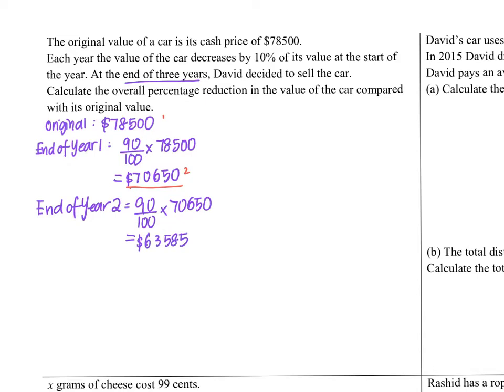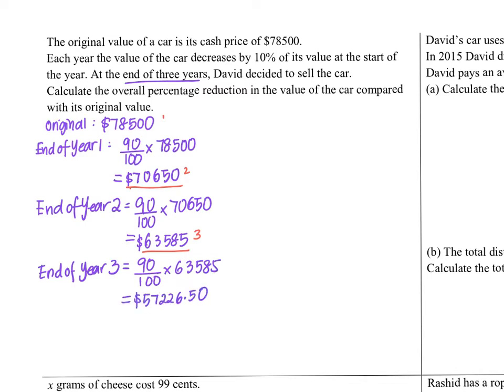Now I'm going to calculate the last year, end of year 3. Again from 100%, drop by 10% to give you 90%, but that's 90% of the value at the start of the year. The value at the start of the year is the third number over here. So I'm going to multiply 90% by 63,585, and I'll get the value. Now this will be the amount at the end of year number 3.